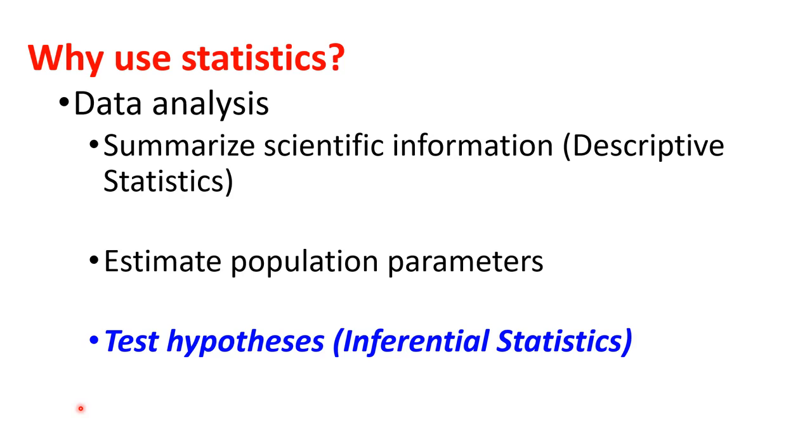Again, remember that statistics is actually a critical component of the scientific method, right? We use it to describe our data, so we summarize scientific information with descriptive statistics. We use it to estimate parameters of populations because we can only subsample those populations. We can't sample everyone in the population, right? And then we also use it to test our hypotheses.